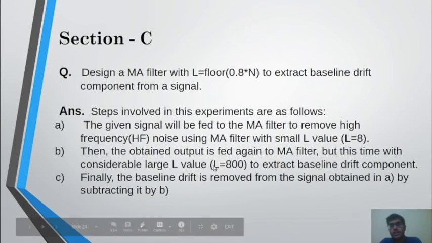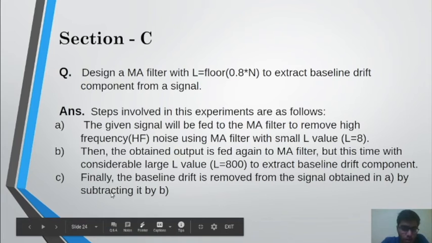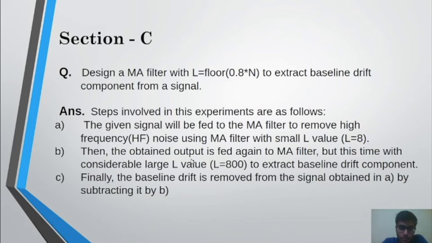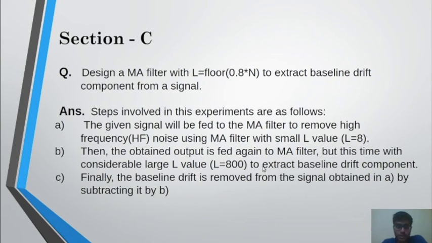Now this will give you an idea that a very low frequency signal is present in the signal, and that is the baseline drift component, because the frequency of this baseline drift component is very low. It is caused by the movement of the sensor, or some other deformity in the sensor itself. Now when we subtract this from this, a minus b, we get the original signal back.